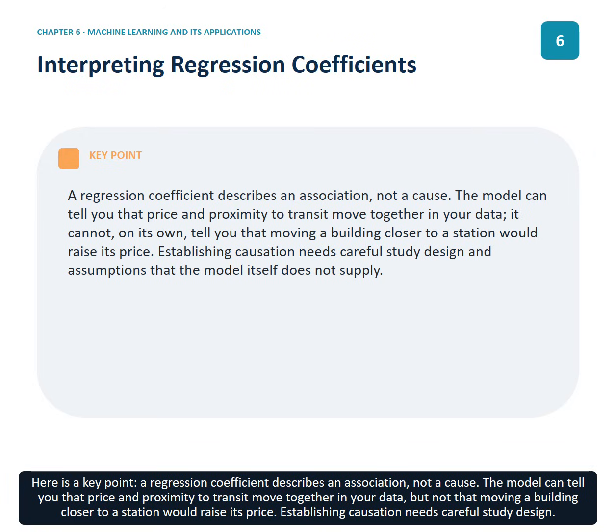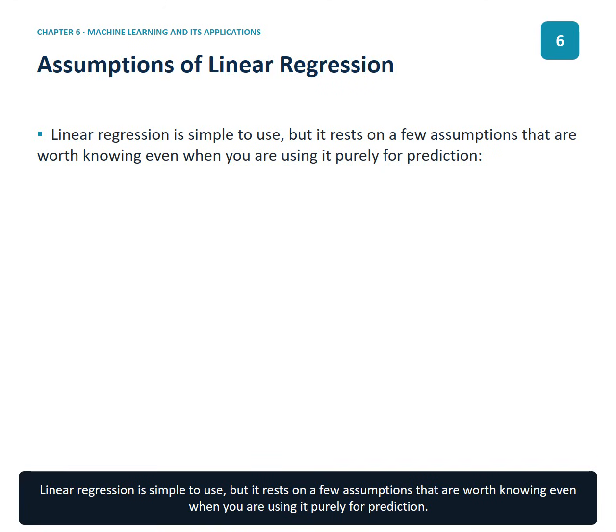The model can tell you that price and proximity to transit move together in your data, but not that moving a building closer to a station would raise its price. Establishing causation needs careful study design. Linear regression is simple to use, but it rests on a few assumptions that are worth knowing even when you are using it purely for prediction.